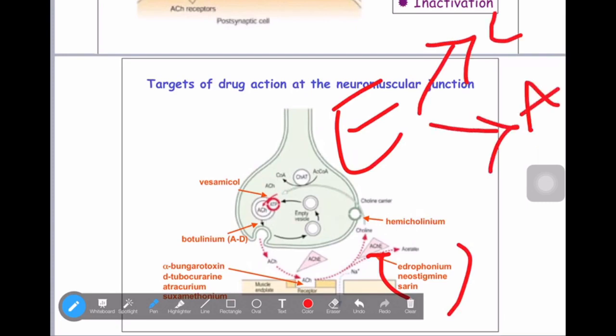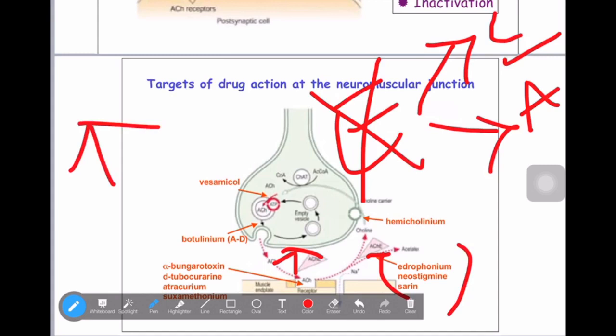If this is blocked, there's no one to break it down. The choline deficiency will happen later, but first what will happen? Increased acetylcholine in the synaptic cleft, which acts on the postsynaptic receptor, which will lead to increased parasympathetic activity. That's it, guys. That's it.